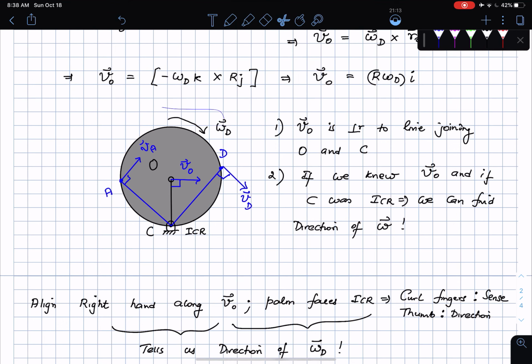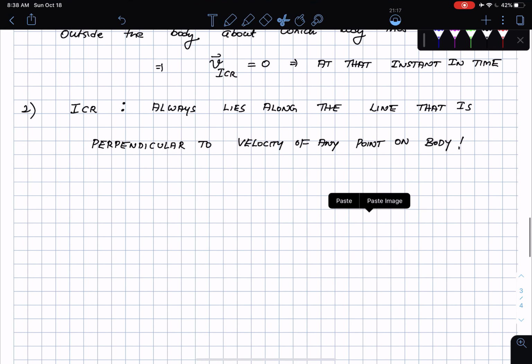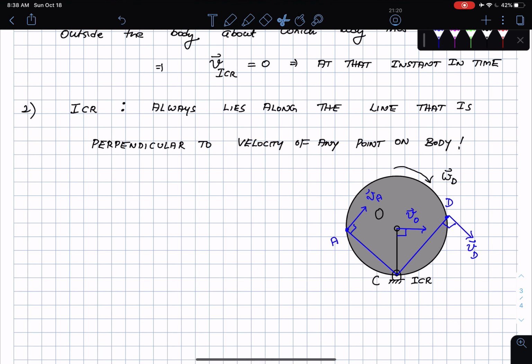I'm going to just bring this disc in and keep it right out there. Okay, so this is the situation. You see, the point C is the ICR, right? This point is along the line that is perpendicular to the velocity of A. This point is along the line that is perpendicular to the velocity of O. It's along the line that is perpendicular to the velocity of D, and so on and so forth. Okay, so this is something that you can automatically see here.